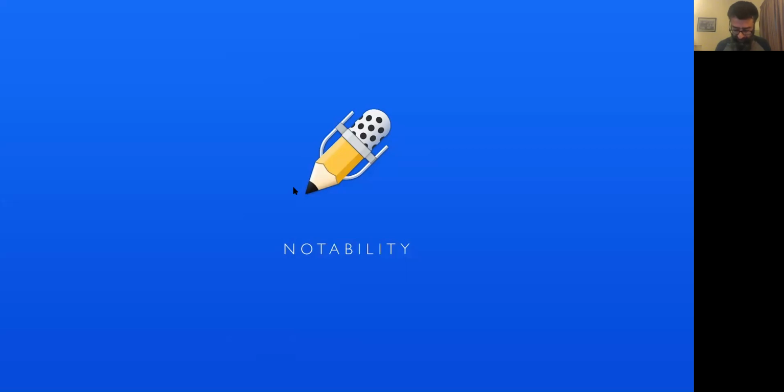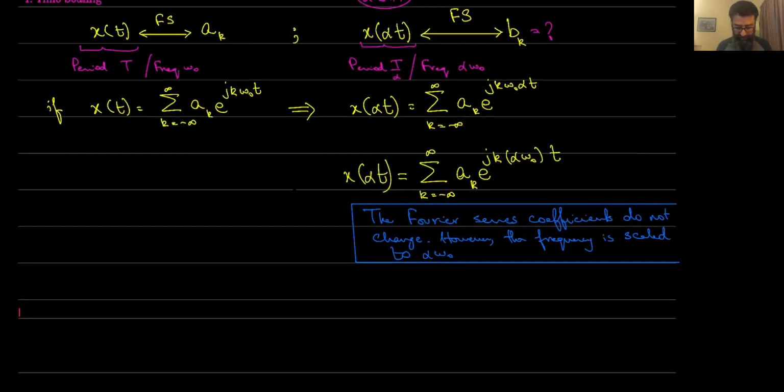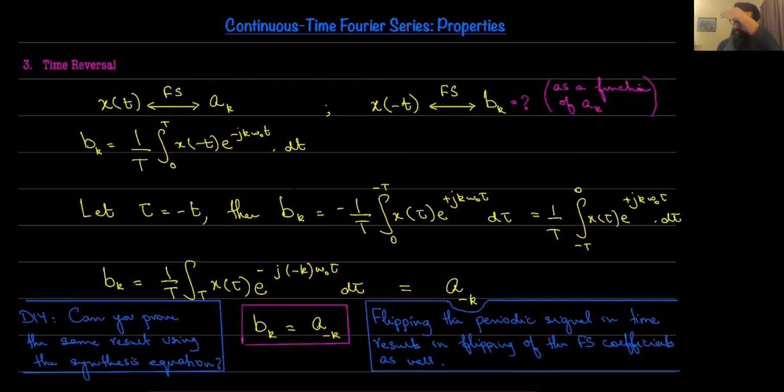So then I had exercises. I'll postpone these exercises till the end. Let me do this time reversal. So time reversal: if x of t has Fourier series coefficients ak, what are the Fourier series coefficients of x of minus t? You go through the proof, and you'll find out that the Fourier series coefficients of x of minus t are also time reversed. So the bk's are just simply a of minus k. So flipping the periodic signal in time results in flipping of its Fourier series coefficients as well. Okay.